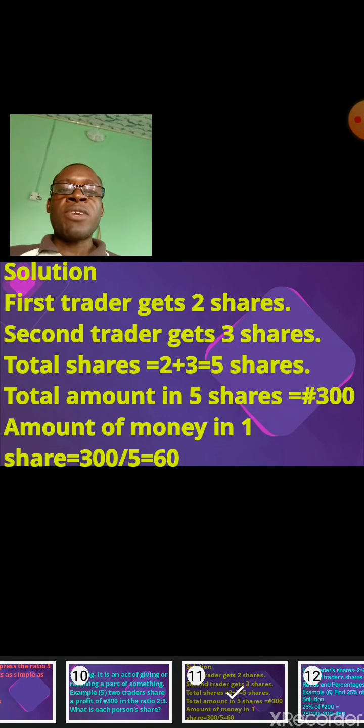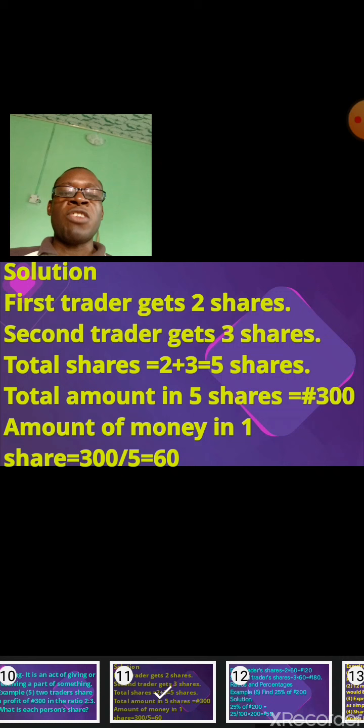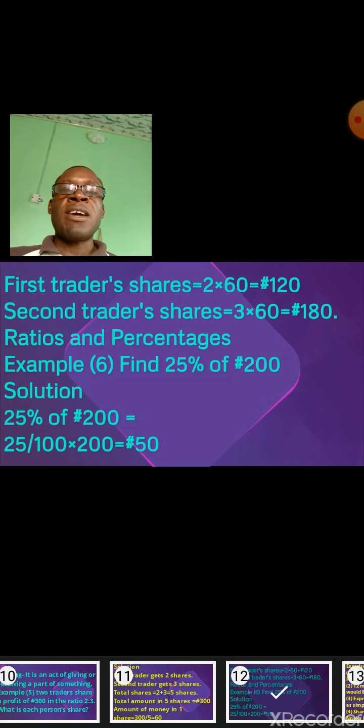Solution: first trader gets 2 shares, second trader gets 3 shares. Total shares equals 2 plus 3, which is equal to 5 shares. Total amount in 5 shares equals 300 naira. Amount of money in 1 share will now be 300 divided by 5 equals 60, which is unitary method. Then first trader's share equals 2 times 60, which is equal to 120 naira. Then second trader's share equals 3 times 60, which is equal to 180 naira. If you add 120 plus 180, you get their total share, which is 300 naira.